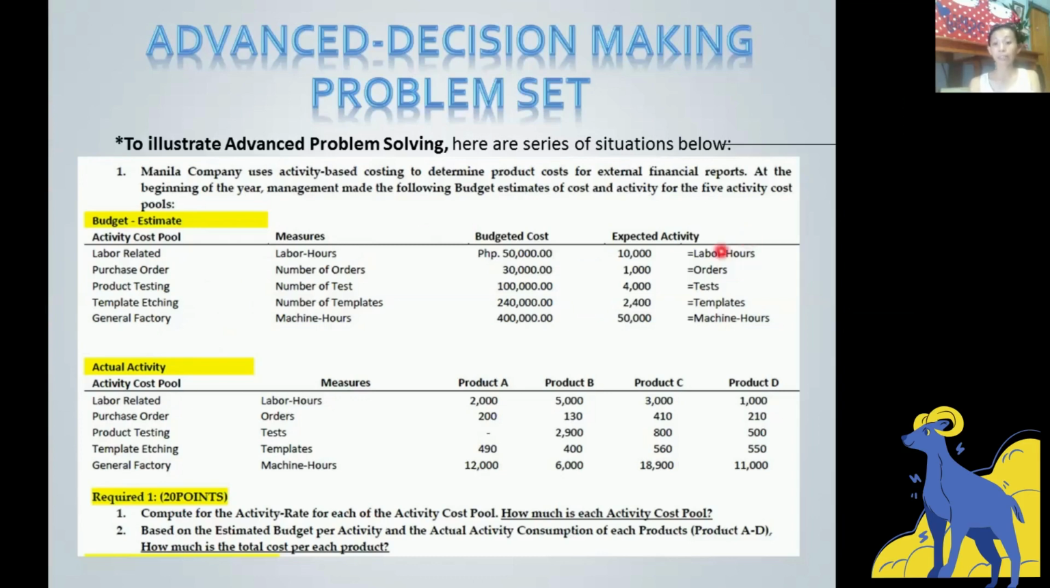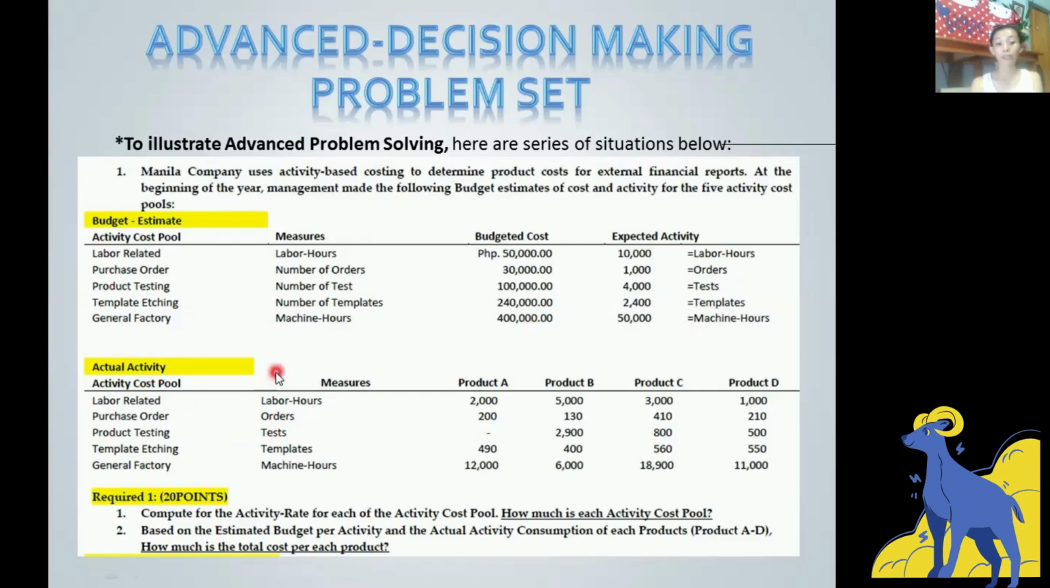The expected targeted activity to hit the budget is 10,000 labor hours to comply with the 50,000 budgeted cost, and 1,000 orders to comply with the 30,000 pesos budgeted cost. 4,000 tests of product testing should be performed to hit the 100,000 pesos budgeted cost, and 2,400 templates to hit the 240,000 pesos budgeted cost. Lastly, 50,000 machine hours in order to hit the 400,000 pesos budgeted cost.